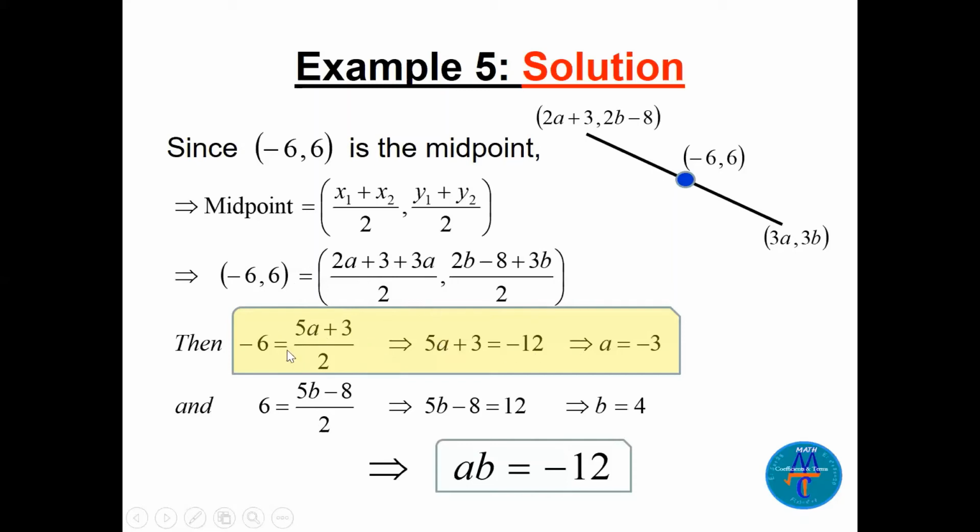I'll cross multiply here. 5a plus 3 is equal to minus 12. A will be minus 3. Here we cross multiply. 5b minus 8 is equal to 12. Then b will be 4. Now what do we need? Multiply a and b. So the answer is minus 12. Nice question.